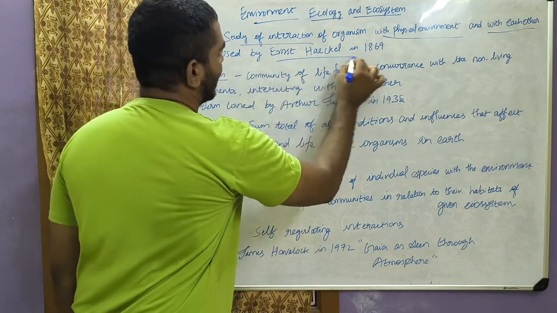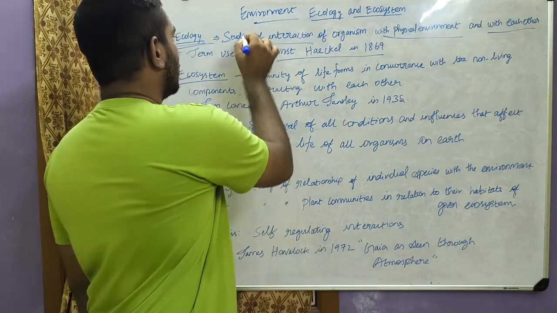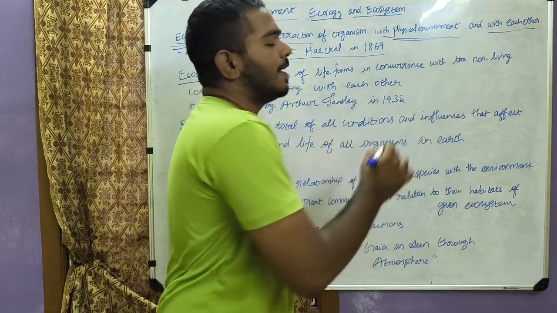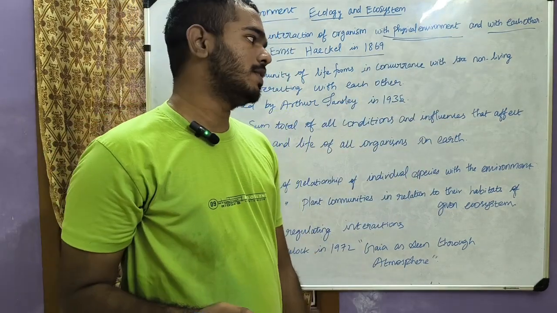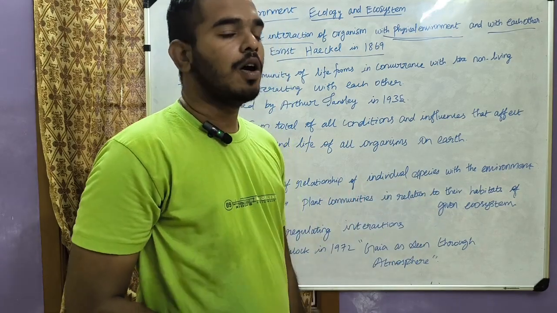The term was first used by Ernest Haeckel in 1869. So ecology is a study of interaction of organisms with the physical environment. The physical environment is nothing but the environment that surrounds such an organism.